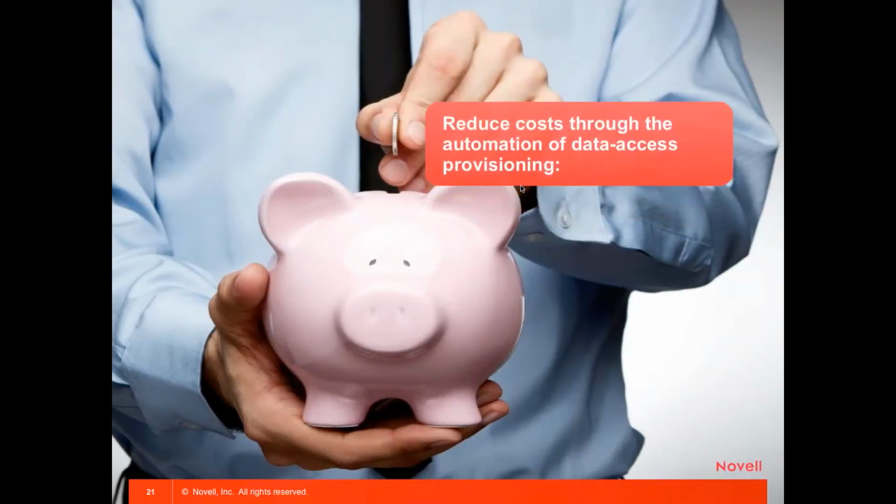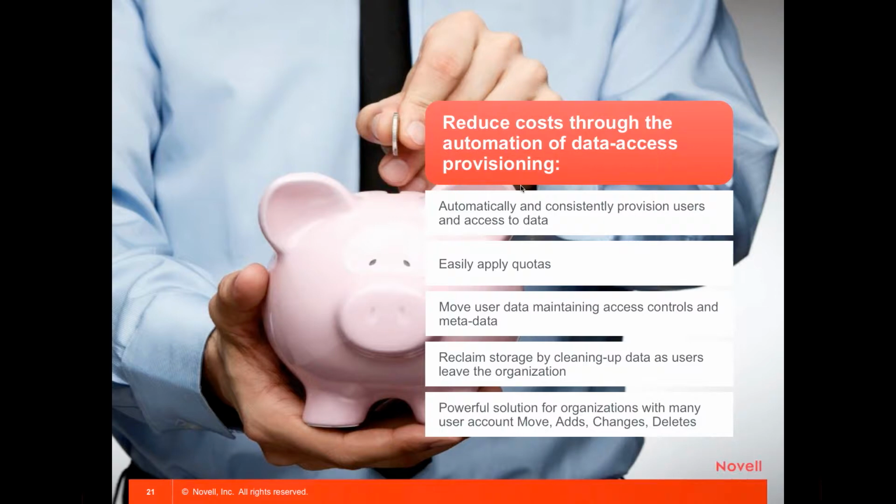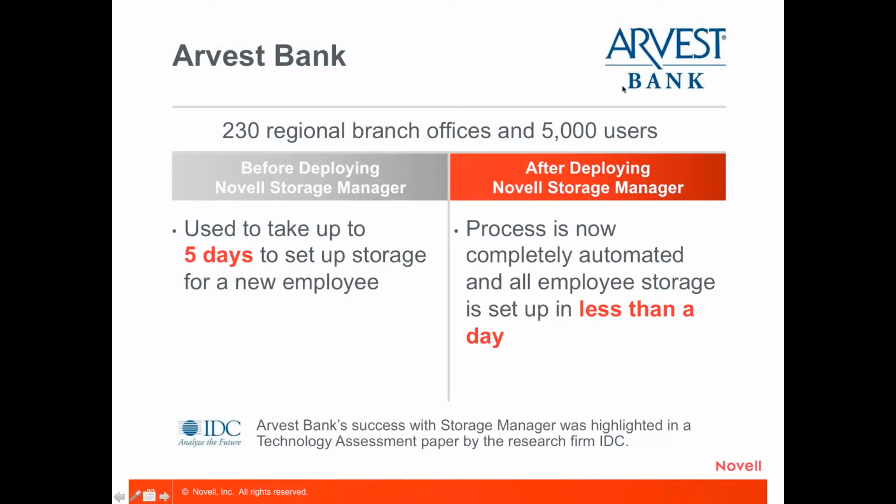So clearly there's money savings there. There's also the automation, which allows you to reduce errors. Quotas are all easily mitigated. And we're able to reclaim the storage by removing that storage from users who are no longer part of your network. So it's pretty powerful for controlling the moves, the adds, the changes, the role shifts, and things such as renaming of employees as well. So a couple of examples here.